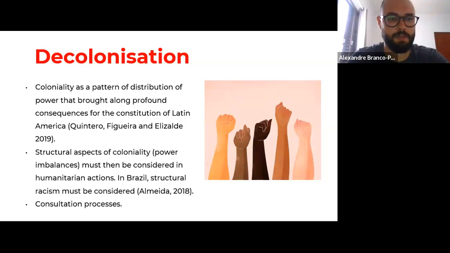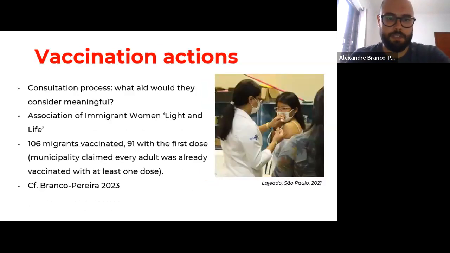Next slide, please. So during the COVID-19 pandemic, I was involved in organizing several consultation processes with racialized migrant communities throughout Brazil. It is important to remark that migrants were forbidden to form political associations and to engage in political activities whatsoever in Brazil until 2017. Although it has been a demand from migrant movements for years now, they are still not allowed to vote.